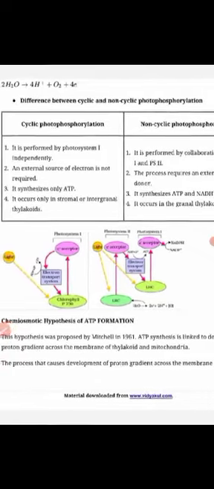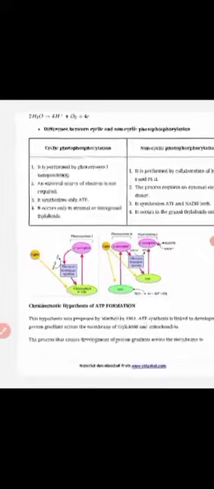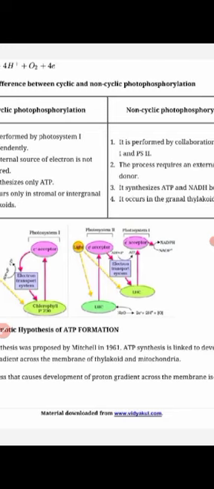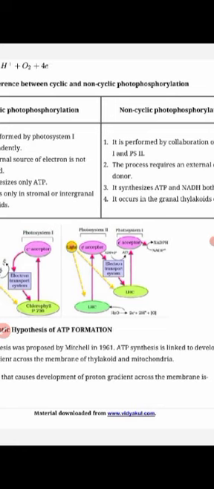This is called cyclic photophosphorylation. So what is photophosphorylation? Photophosphorylation means the synthesis of ATP molecule and NADPH. One is cyclic and one is non-cyclic. Continuously forming these two things, ATP and NADPH, is non-cyclic, while only formation of ATP is called cyclic photophosphorylation.